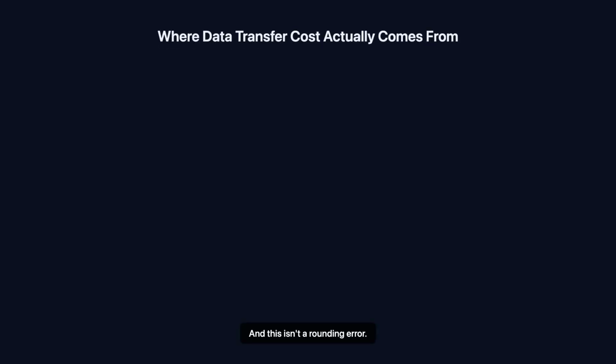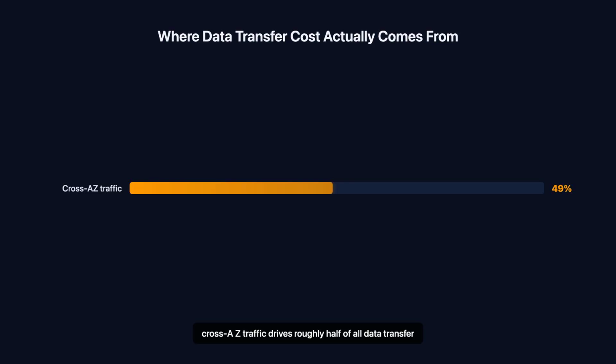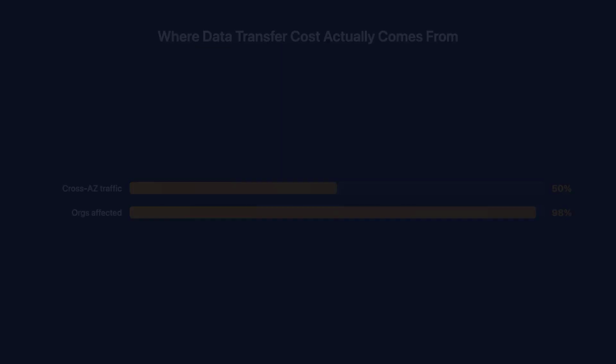And this isn't a rounding error. Datadog's 2024 State of Cloud Cost report found that Cross-AZ traffic drives roughly half of all data transfer costs, and it showed up in 98% of the organizations they measured. Microservices spread across zones without any AZ affinity routing are the classic offenders. The fix is simple to say: keep chatty service pairs in the same zone.